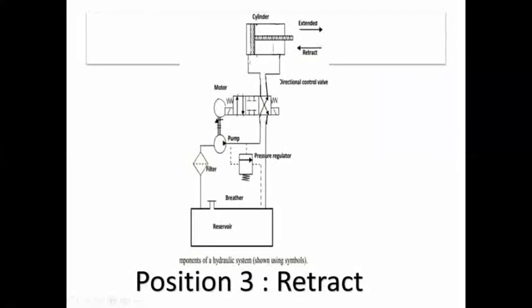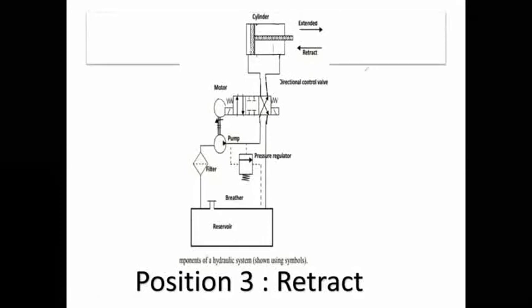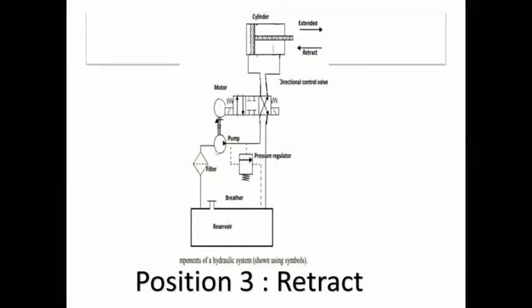Similarly, here is position number 3 of our direction control valve. At this time the direction of the flows is reversed. That's why the pressurized fluid from this pump enters the backward region, and this piston moves in the front direction. So we are saying that position 3 is retracted.